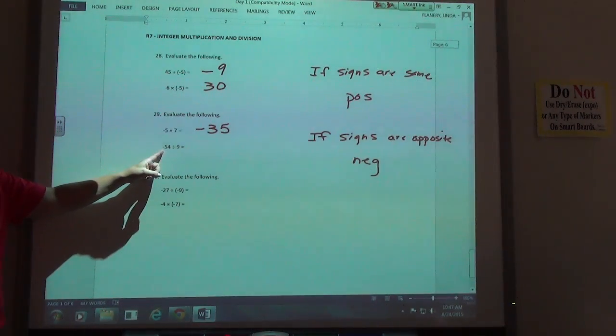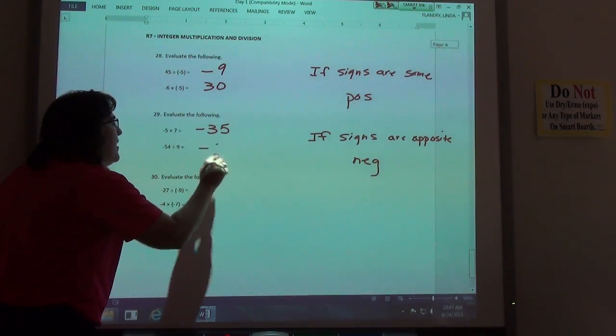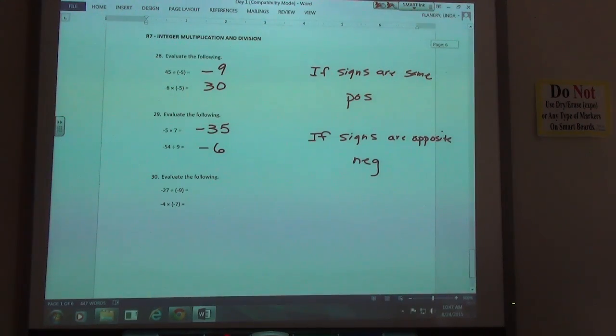Here I have negative 54 divided by a positive 9. Negative divided by a positive is a negative, and then I divide, so negative 6 is my answer.